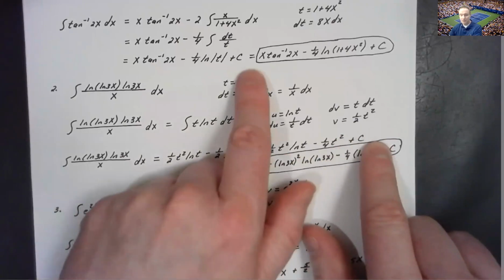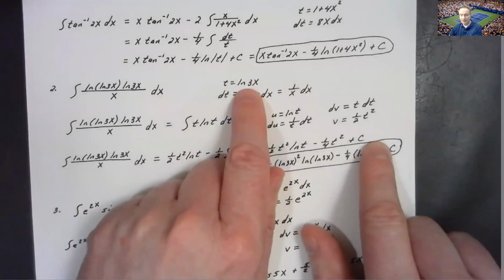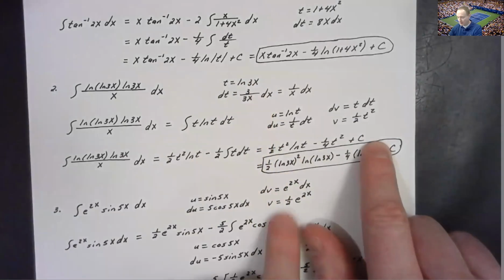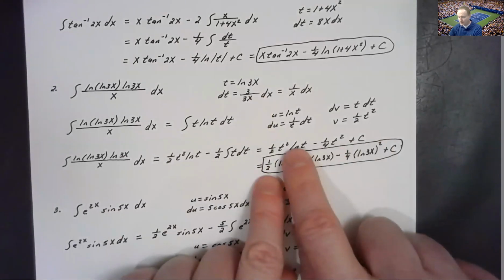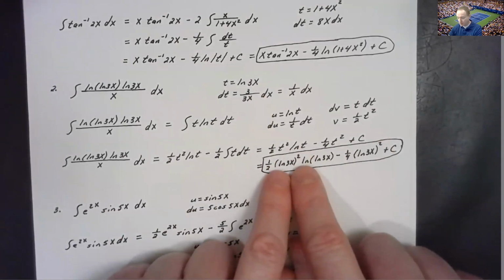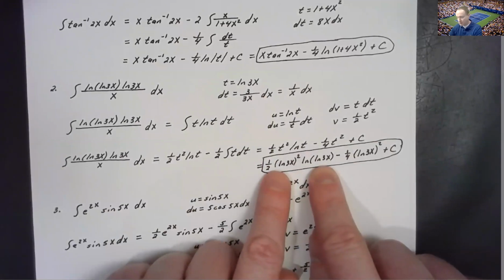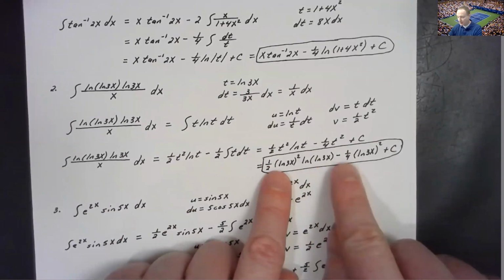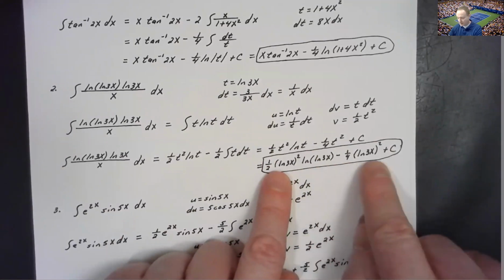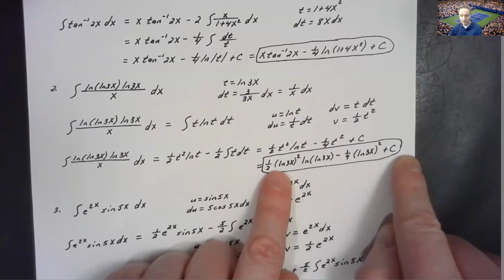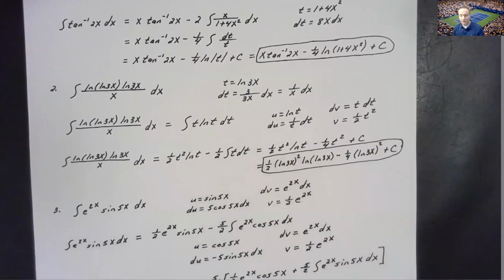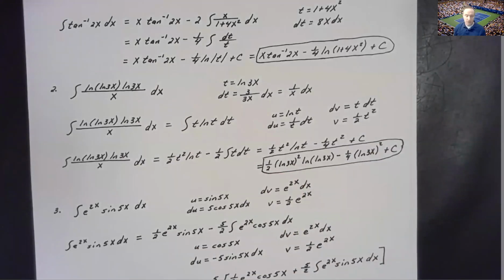At that point, you just remember that t is simply the natural log of 3x, and then you rewrite your final answer. 1/2 t squared becomes 1/2 the group natural log of 3x quantity squared, times the natural log of t becomes times the natural log of the argument, the natural log of 3x. And then I have minus 1/4 times the group, the natural log of 3x quantity squared, plus the constant of integration. I would need to see that for your final answer, and that would be gorgeous.